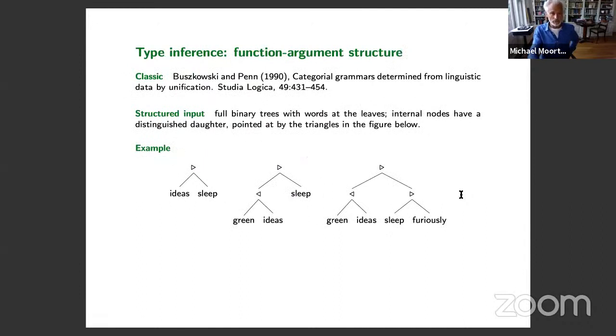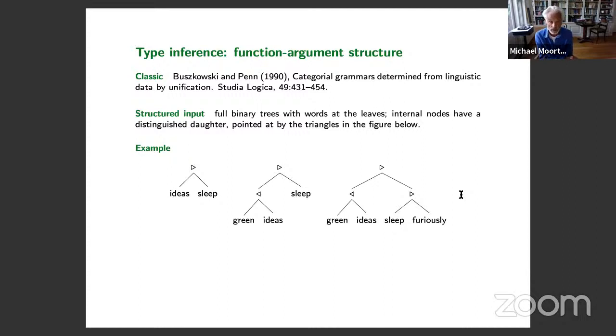Okay, type inference. There's a classic reference here, which is the article by Buszkowski and Penn, 30 years old now: Categorial grammars determined from linguistic data by unification. And the idea here is that the linguistic data would be structured. It's not simply flat strings, but a structured input. And the structures take the form of binary trees, full binary trees with words at the leaves. And then for the internal nodes, they have a distinguished daughter, a preferred daughter.